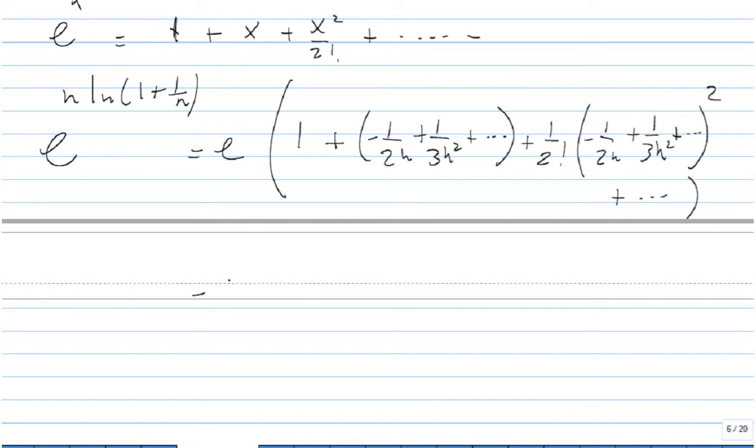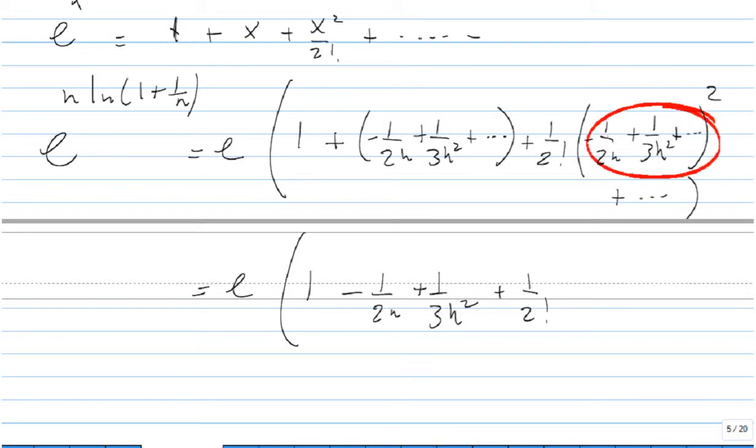So this will be e times 1 minus 1 over 2n plus 1 over 3n squared. And whatever comes after the n squared, 1 over n squared, we will not write. That's the little o of 1 over n squared. And then here, plus 1 over 2 factorial. This square here gives us only the first term, the square of that one, which will be 1 over 4n squared plus etc. That's the only term that we get. Otherwise, we'll get higher powers of 1 over n.